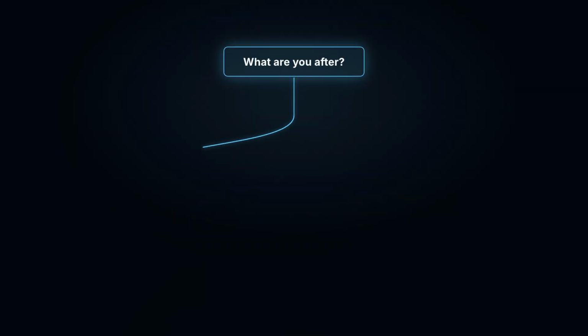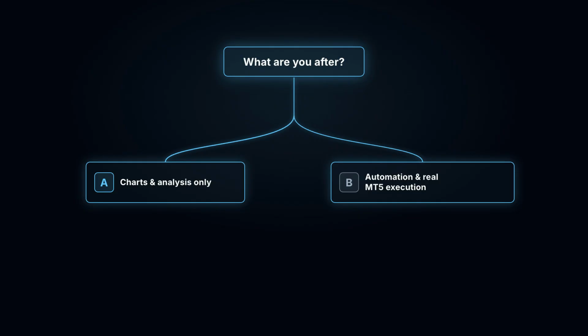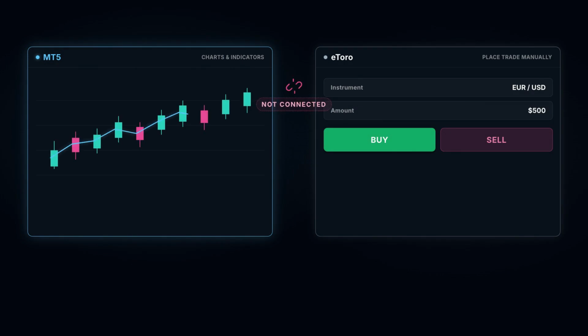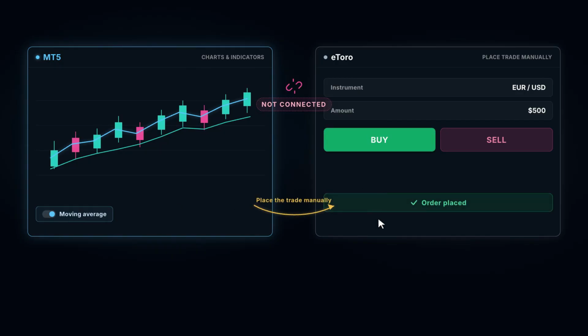So, what should you actually do? It really depends on what you're after. If you just want MT5's charting and analysis tools while still placing your real trades through eToro, you can absolutely use them side by side, just not connected. Open a free MT5 account with any broker purely for its charts and indicators. Do your analysis there, and then manually place the trade over on eToro.